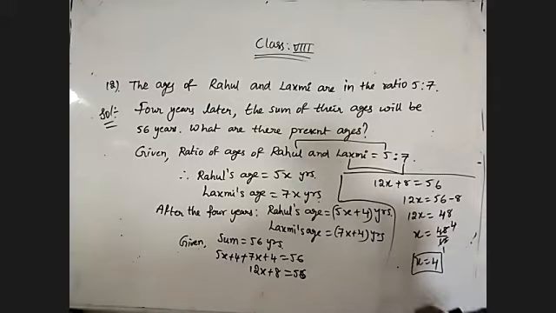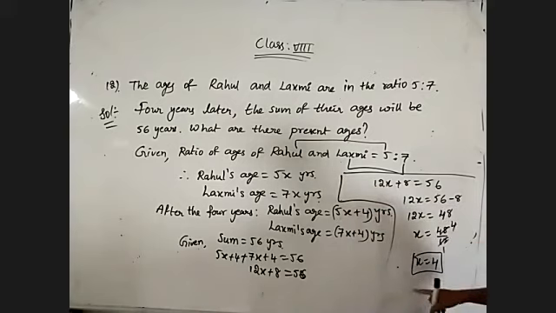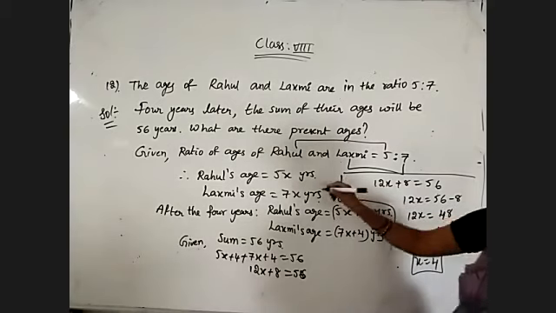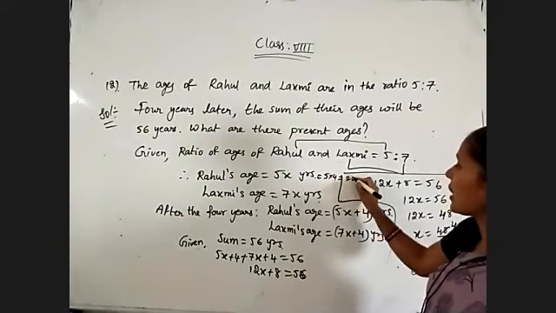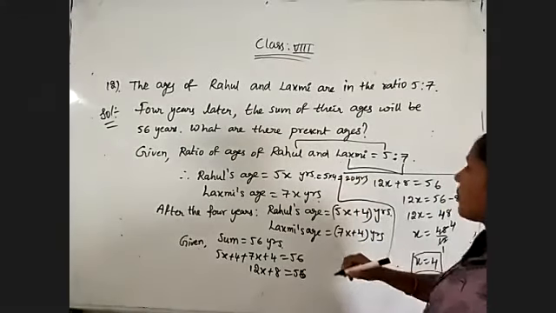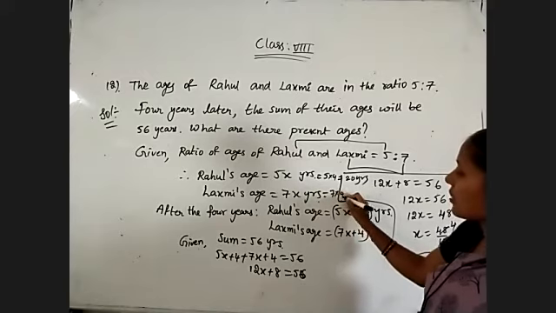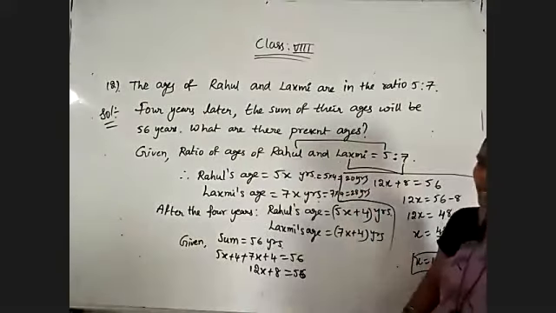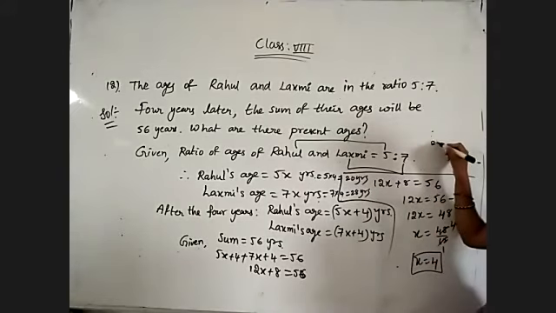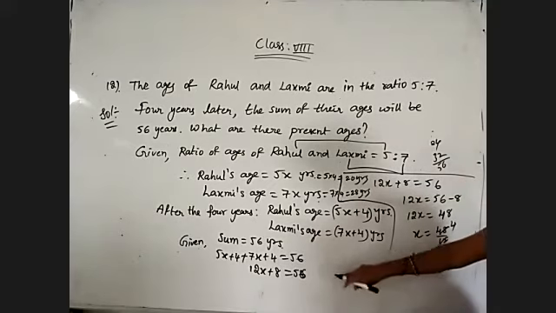But we don't want the x value. What we want is Rahul's age as well as Lakshmi's age. So we got the x value. Now, substitute here. 5 into x, that is 5 into 4. 5 fours are 20 years. Rahul's age is equal to 20 years. And Lakshmi's age is equal to 7 fours are 28 years. Okay. After 4 years, 20 years will become 24, 28 will become 32. The sum of their ages is 56. Okay, that condition is also satisfied.